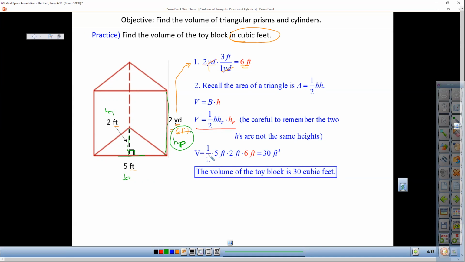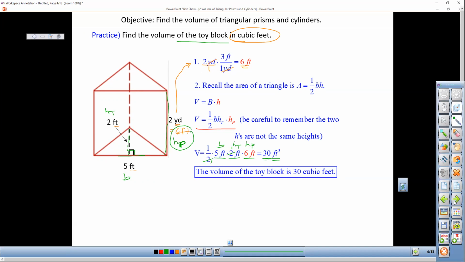So here it shows the 1/2 times the base of the triangle times the height of the triangle, and then times the height of the prism. And we have feet times feet times feet, which is our cubic feet. You can look at this as the 2's reducing to 1, leaving you with 1 times 5 times 6, which is that 30 cubic feet. And then the context here is this is representing a toy block. So the volume of the toy block is 30 cubic feet.